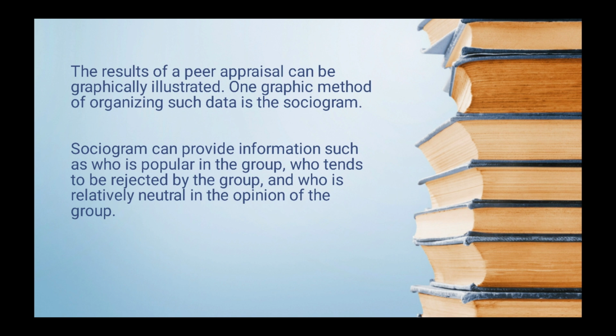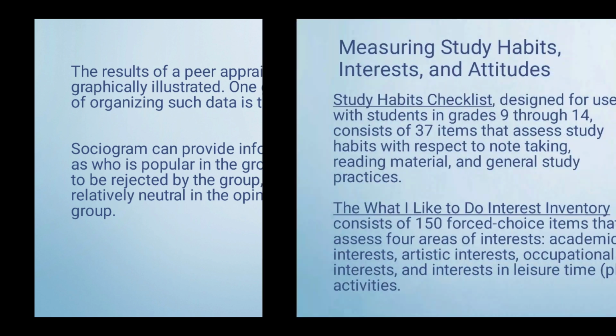The result of a peer appraisal can be graphically illustrated. One graphic method of organizing such data is the sociogram. A sociogram can provide information such as who is popular in the group, who tends to be rejected by the group, and who is relatively neutral in the opinion of the group.